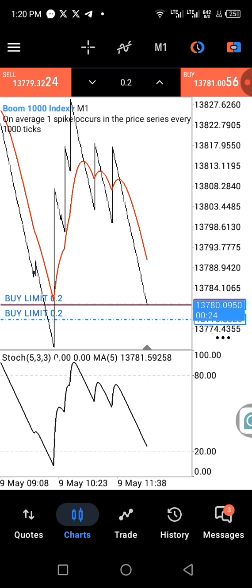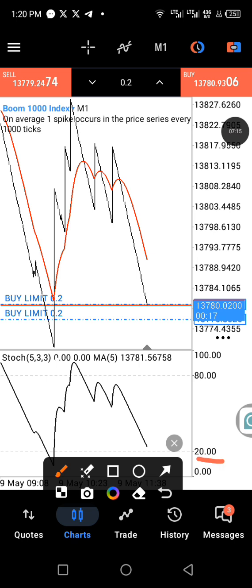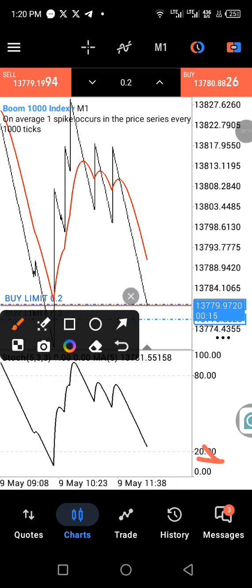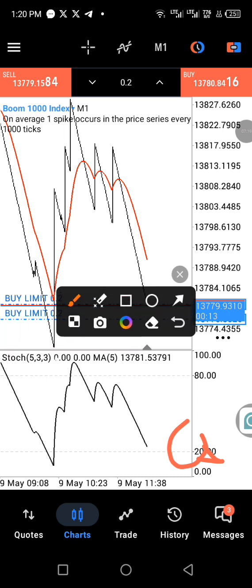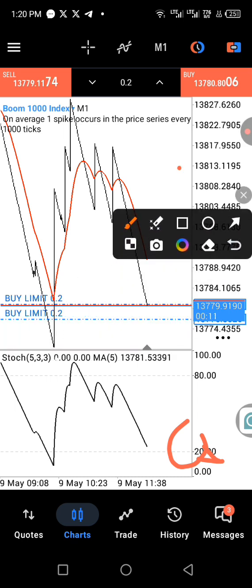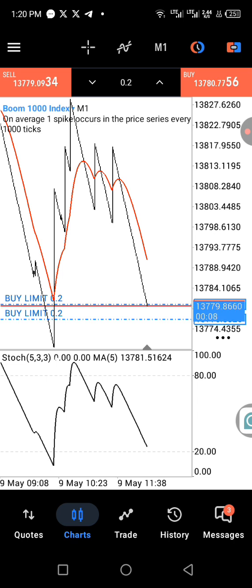But basically the market is very close to this level 20. You see right here, the market is very close to level 20. So we are in our buy zone, right? We're in our buy zone. All right, the first buy limit has been triggered.